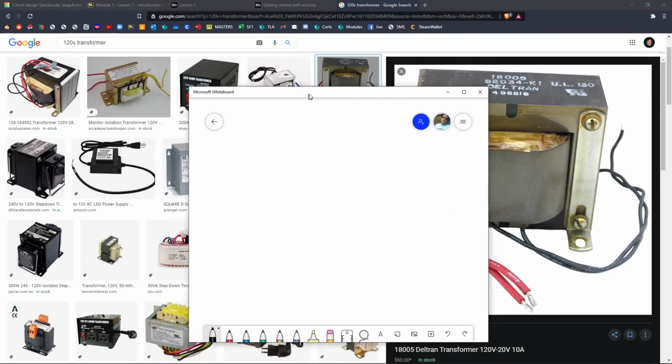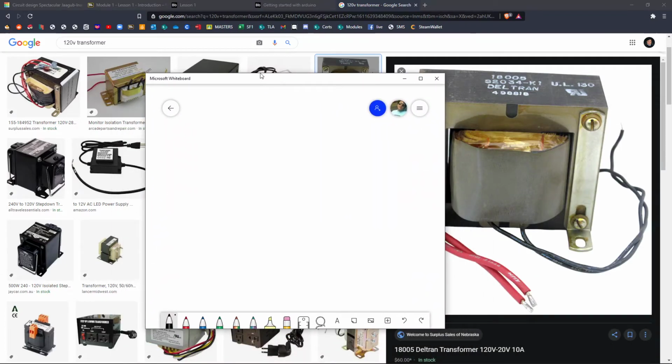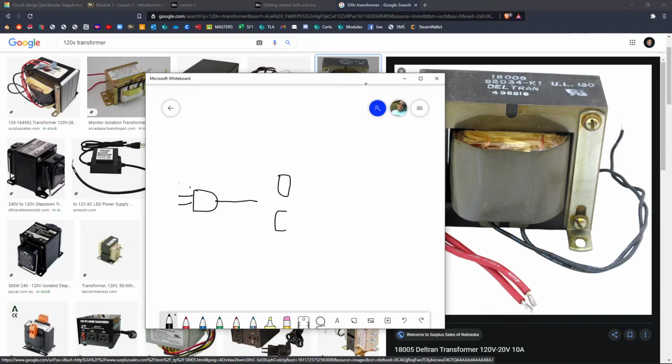So how does a transformer work? So a transformer usually is like this. Simple lang masyado ang mechanism ng transformer. There are usually two sets of coils. So these coils, each wind of the coil increases the power output. So let's say it increases or decreases depende sa clockwise or counterclockwise na turn ng ating transformer.